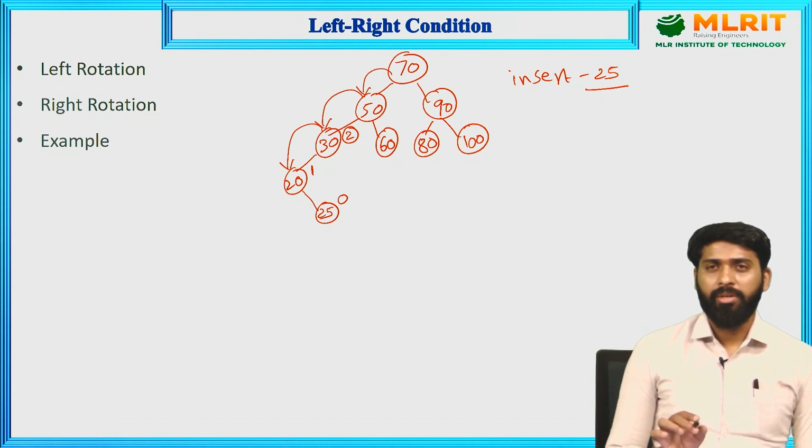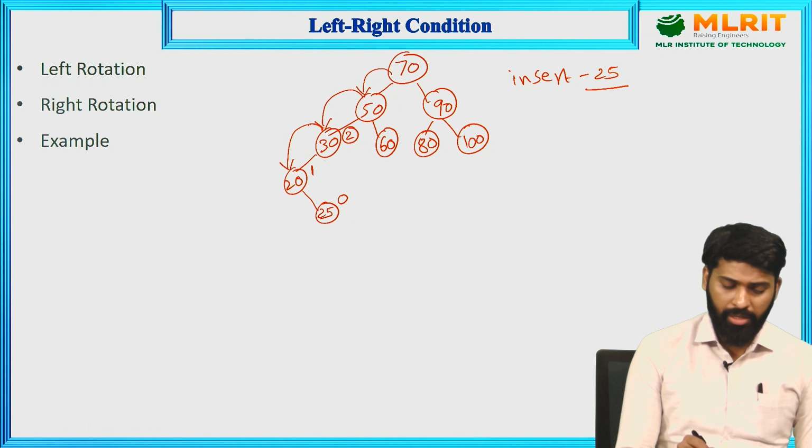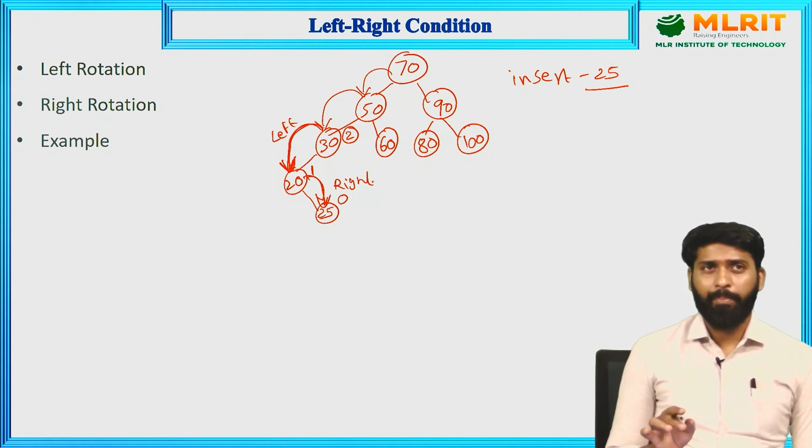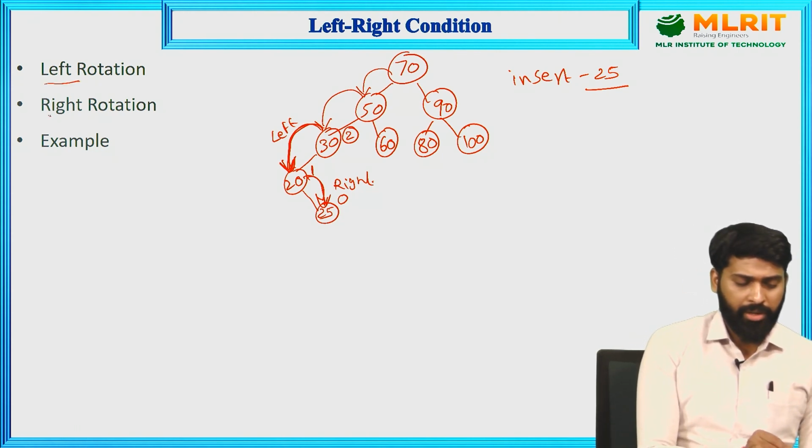So next you identify the condition here. What is the condition here? The property is violated in the left right condition. So this is the left and this is the right. So here we apply left right rotation.